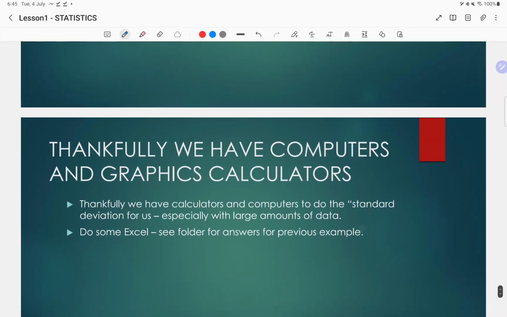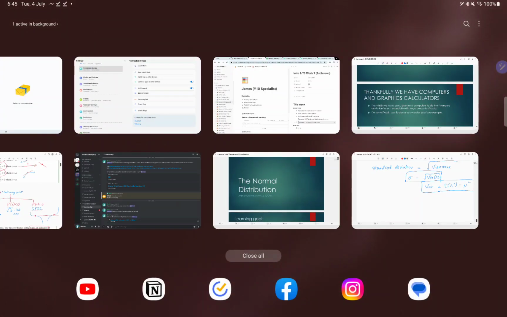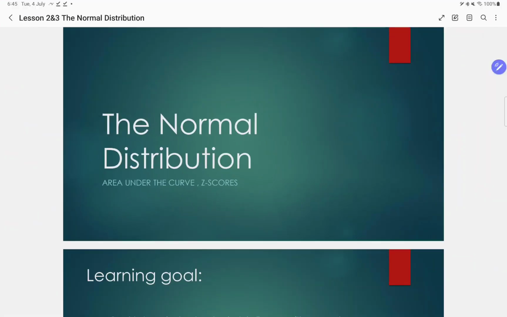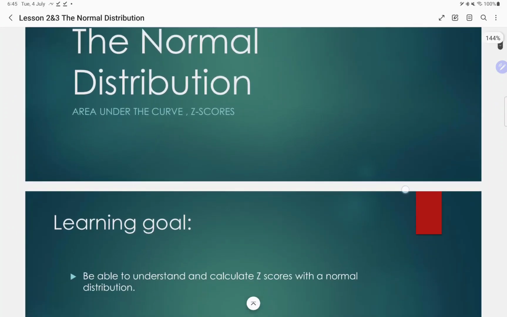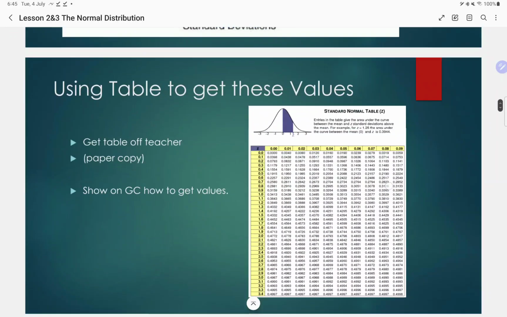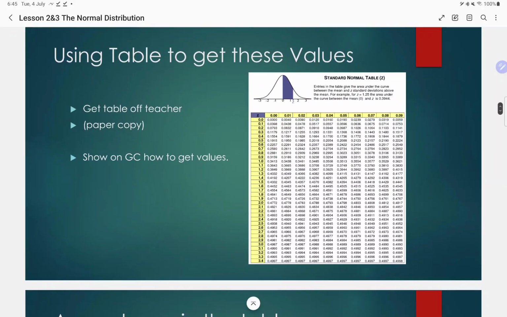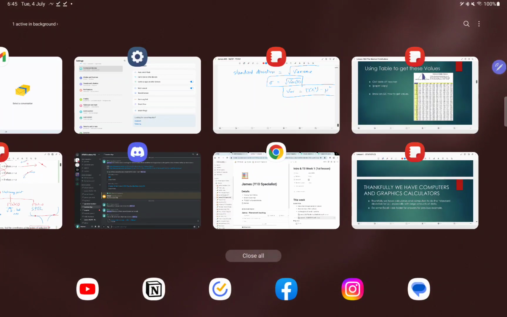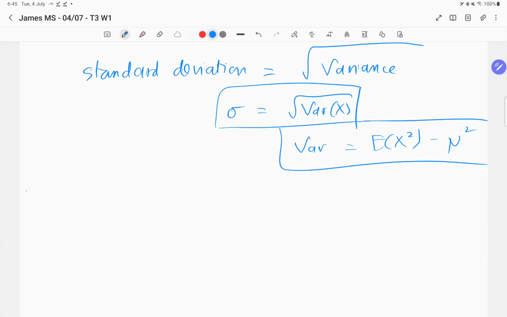So I think standard deviation is not too hard. I won't go through too much of that. Now, have you heard of the normal distribution? No. Okay. Area under the curve and z-score, standard bell curve. Okay, all right. Let me go through the main idea of the normal distribution for you.